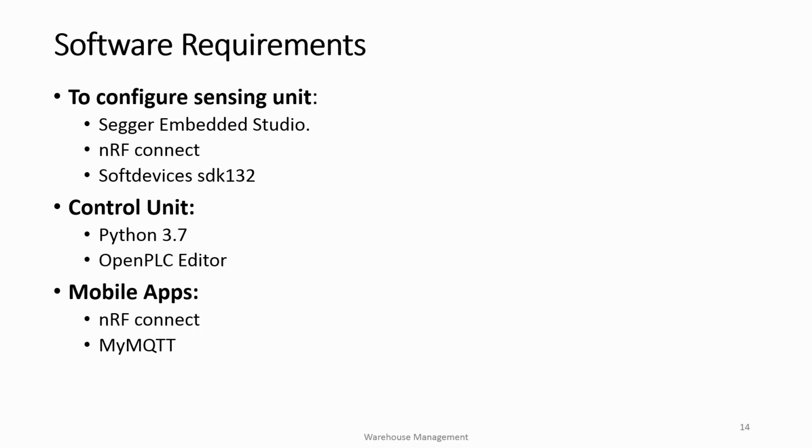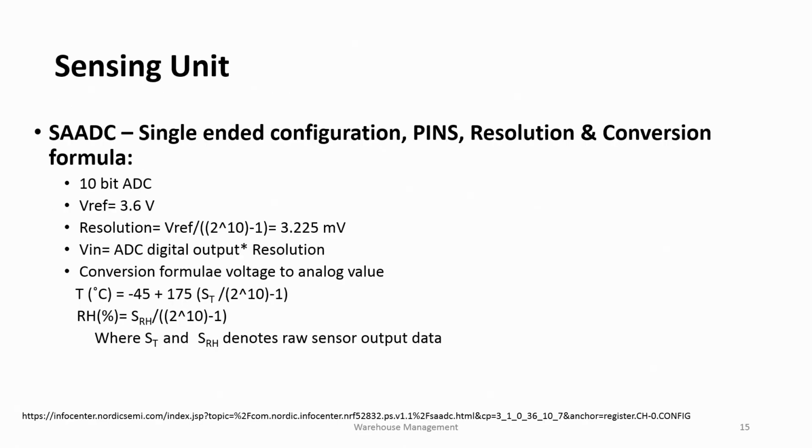Then there are mobile apps. You can either use NRF Connect, which comes along with the chips that you buy, the components that you buy, you can download from either Google Play or one of them and use NRF Connect. You can upload the data to a cloud using MyMQTT, right. So both are possible here. Now here is a nice thing, all that we studied in the previous class is also mentioned here.